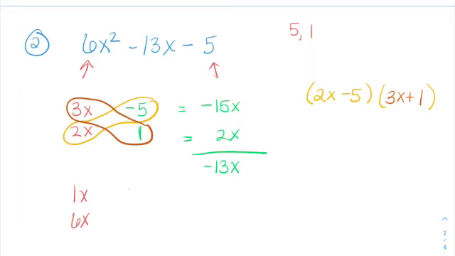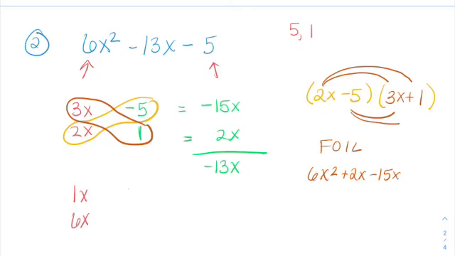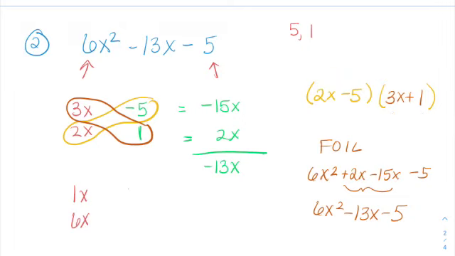And let's just quick check that by using FOIL. So I do my first, outer, inner, last. That'd be 6x squared plus 2x, right? Because I had 6x squared plus 2x minus 15x minus 5. Combine your like terms right here. You get 6x squared minus 13x minus 5, which is exactly what we started with. So let's get rid of these arrows here. This right here is my factored answer.